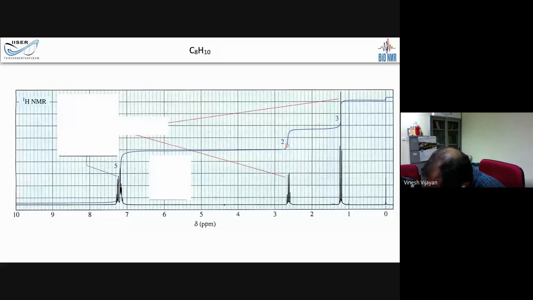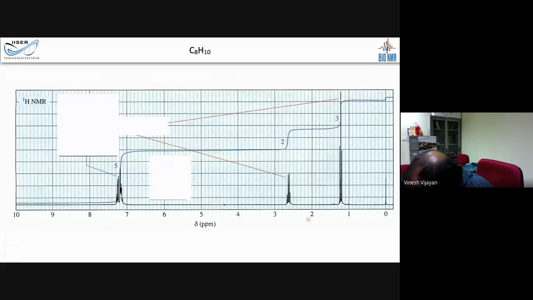If you add up these integrals, it should come to 10, so 5 plus 2 plus 3. So that is fine. You don't have to calculate how many hydrogens there are, it is already done: 5, 2, and 3. So this 5 is a monosubstituted benzene ring, and I already told you benzene comes around 7 to 8. So this is the benzene ring.